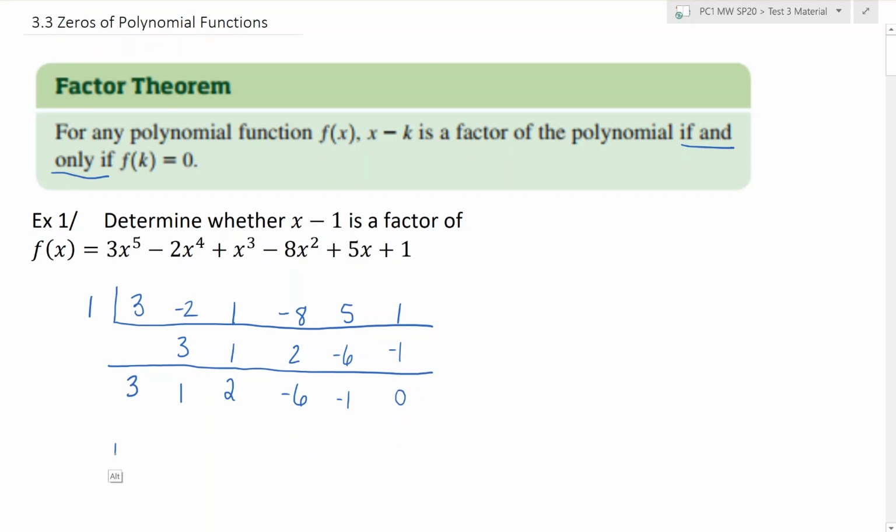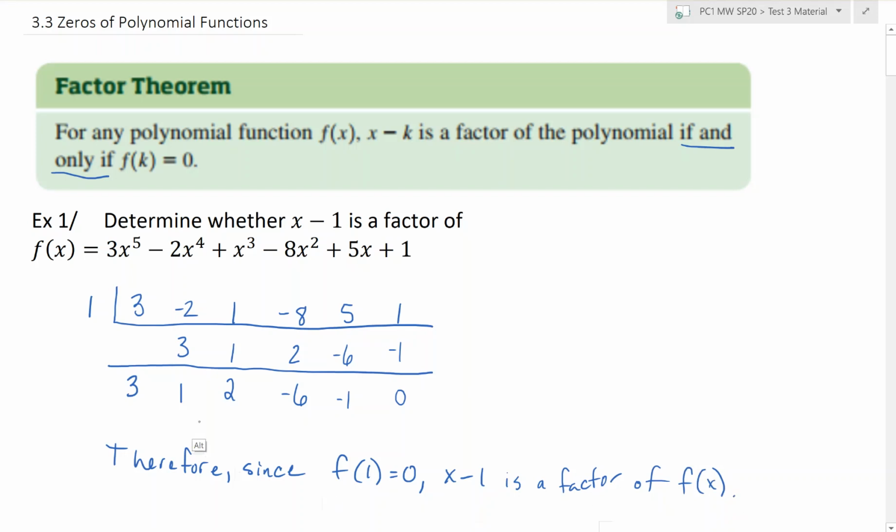Okay, so we can say, therefore, since f of 1 equals 0, then x minus 1 is a factor of f of x. So don't just show the work. Write that statement that says what your conclusion is about x minus 1 being a factor. Tie it in with what that theorem says.